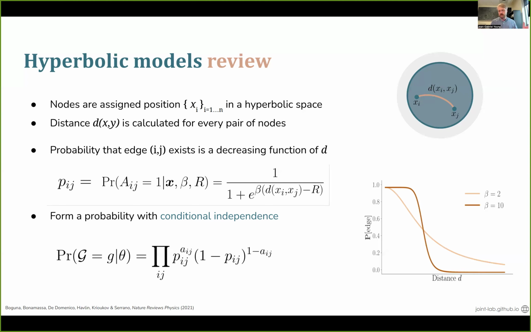And so with this distance, when nodes are close, they get connected. That's what this inverse logit does. And then the probability of the network is obtained by conditional independence. Every edge is drawn independently conditioned on the positions, and that gives you a network model.